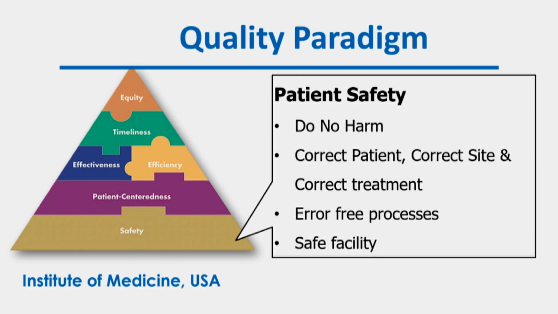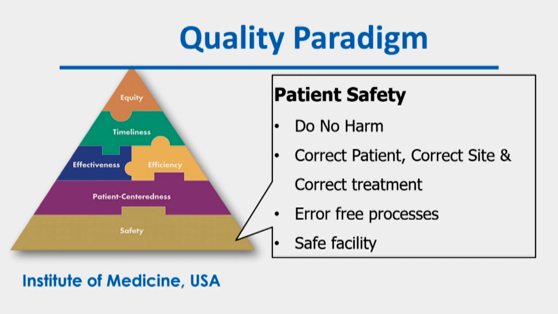So here it becomes very important to understand this pyramid that has been put forward by the Institute of Medicine, which talks about the different dimensions of quality, where safety becomes the important one. They put safety at the bottom of the pyramid, which is not doing any harm: operating on the correct patient, at the correct site, providing the correct treatment, making the whole process error free, and also having a safe facility. So these are what we talk about as patient safety.